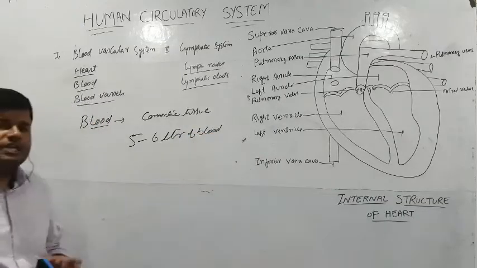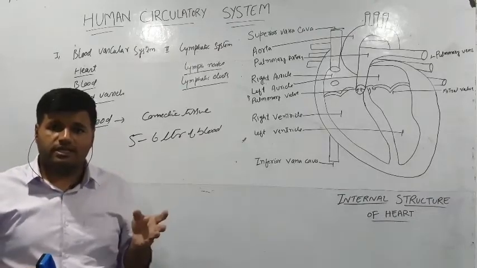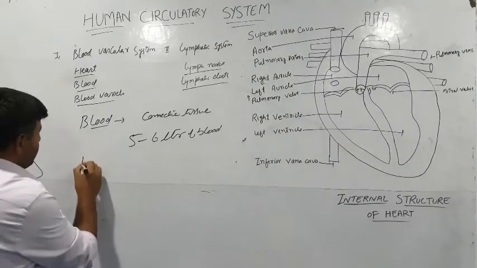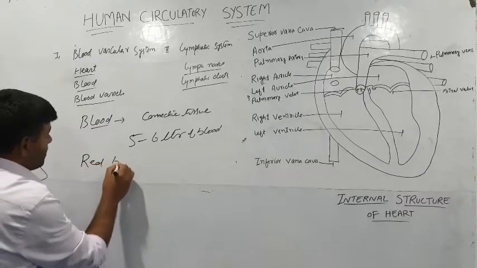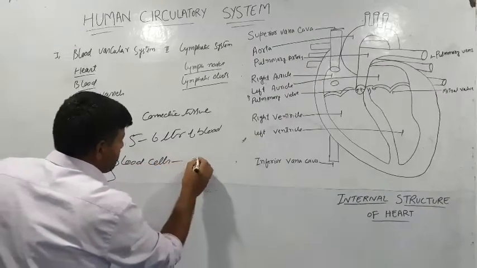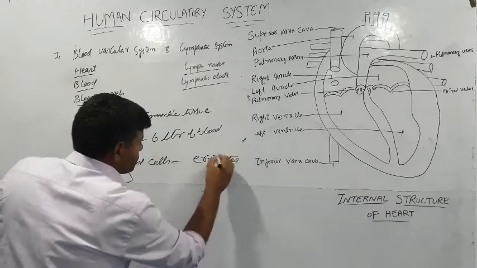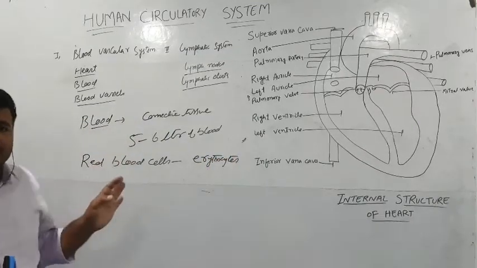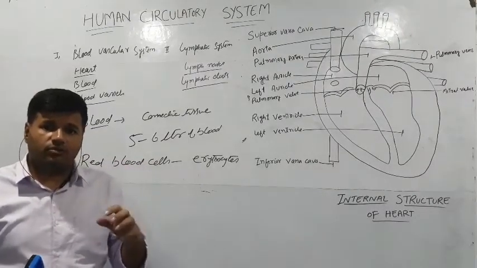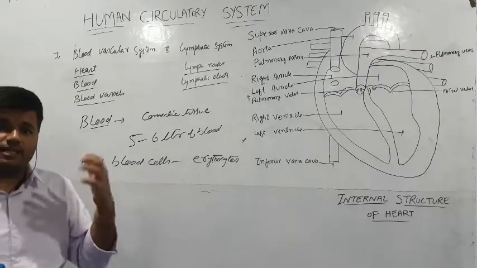Now, if you check a single drop of your blood, you will find different cellular structures in it. What are those cellular structures? First, you will find red blood cells, also known as erythrocytes. Red blood cells help in the transportation of digested food and other nutrients in our body, and also in the transportation of oxygen and carbon dioxide.